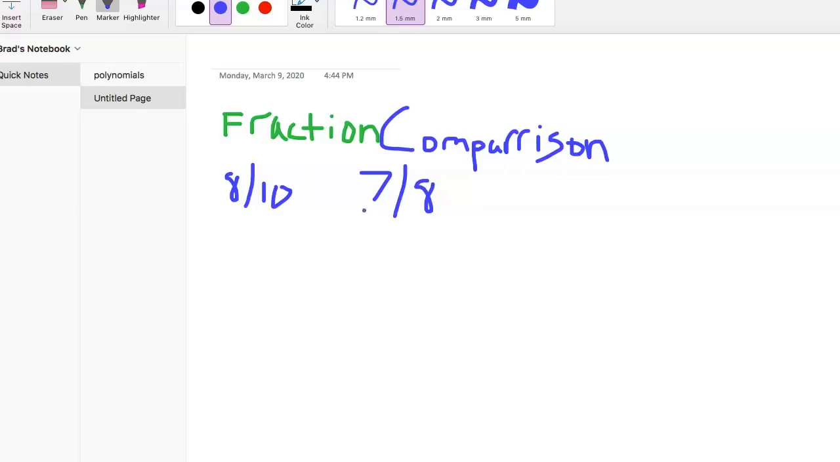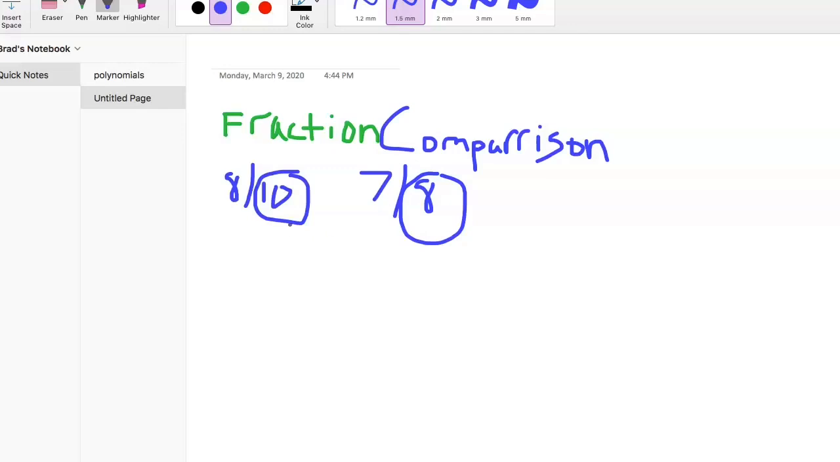But if it's not clear, then really what we care about is we have these two denominators, these two numbers at the bottom of our fraction that are different, right? One has a 10, the other one has an 8. So we want them to be the same denominator, the same number at the bottom, and then whichever numerator is greater, the number at the top, then that's the one that's bigger. So that's the way to do it. So let's take a look.